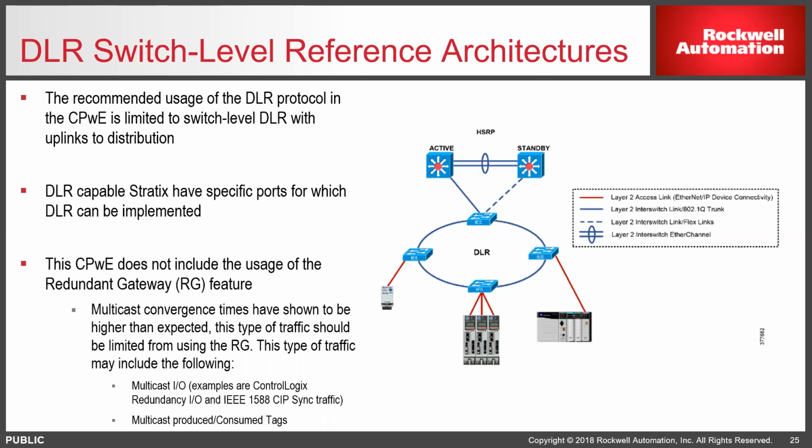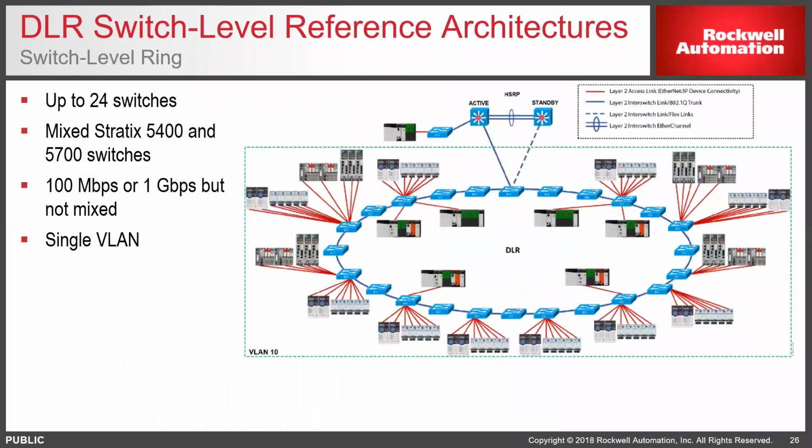And we do offer a few different ways of getting out of a device level ring for resiliency, where we have a redundant gateway functionality. There is a note here on this page about the redundant gateway. Multicast traffic does have some longer convergence times when it comes to failover on a redundant gateway. So something to keep in mind if you're looking at implementing that technology. Next slide, please.